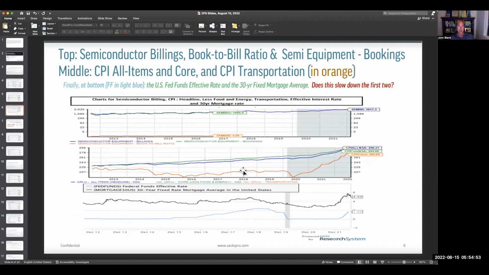All right, semiconductor billings, book-to-bill ratio, semi-equipment bookings. This is all at the top. I will point out the semiconductor book-to-bill ratio was canceled. It used to be over 1. You looked at strong demand. People stopped collecting these information series, so they canceled it. So all we really have here is the bookings and the billings numbers, which are far and away pretty similar.